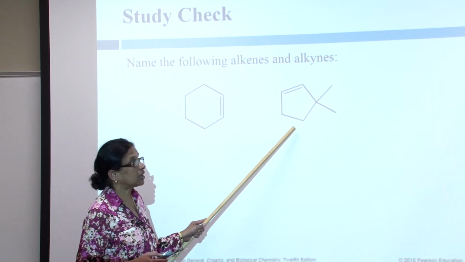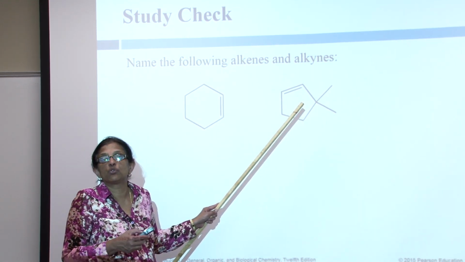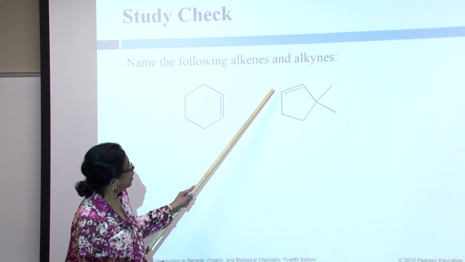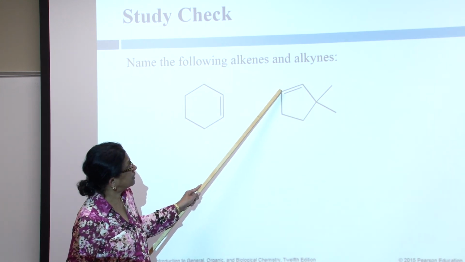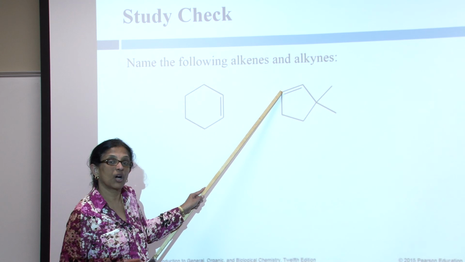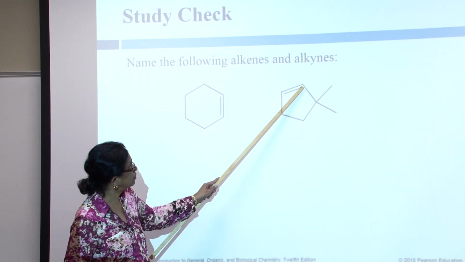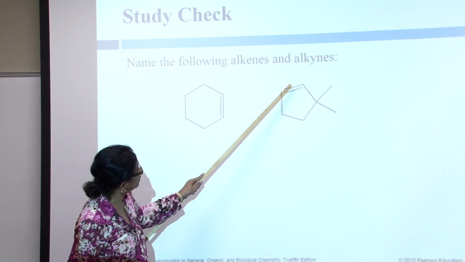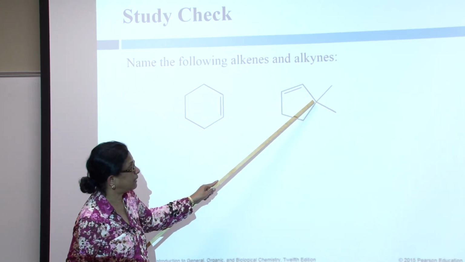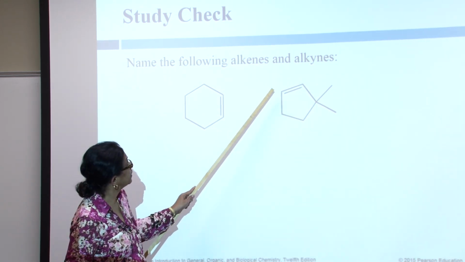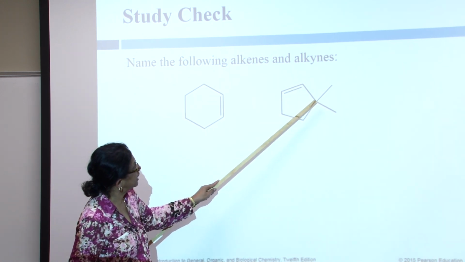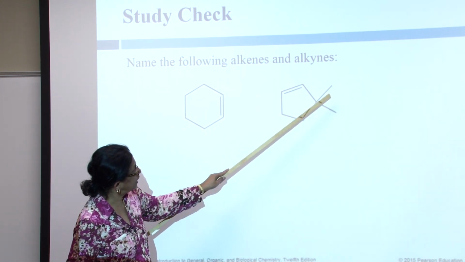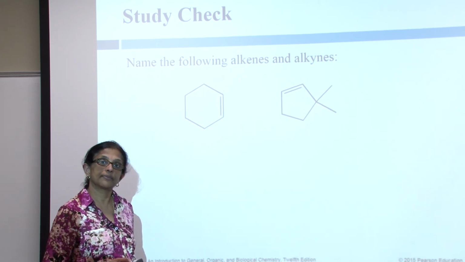But when I come here, there are substituents, so I have to number. So I will start with the double bond carbon 1. 1, 2, 3. So carbon 3. Or I can go 1, 2, 3, 4, 5. So I'm going with the lower number. 1, 2, 3. Carbon 3 has 2 methyls.